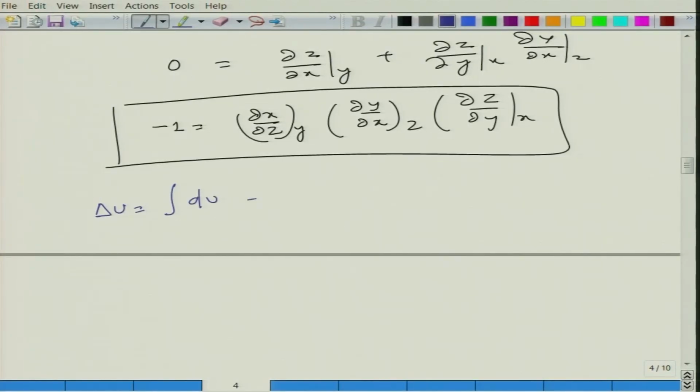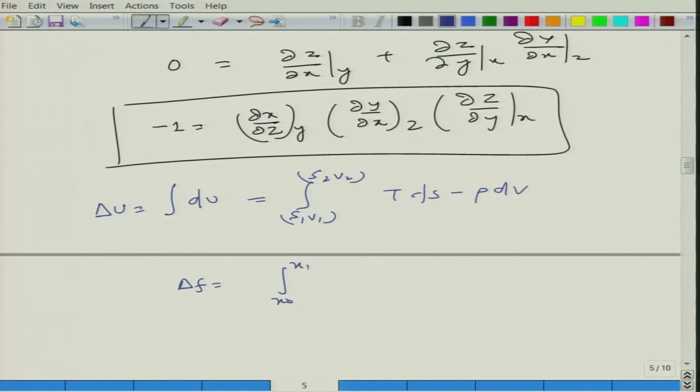Integral of du is equal to the integral from S1 V1 to S2 V2 of TdS. Okay. So, now we know how to deal with this kind of integral, so we can work on it. Using the relation of the contour integral, which we wrote here, delta f is equal to the integral from x0 to x1 of del f by del x at y equal to y1 dx plus the integral from y0 to y1 of del f by del y at x0 dy.